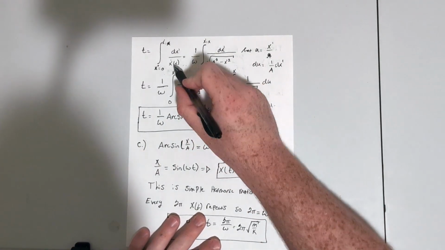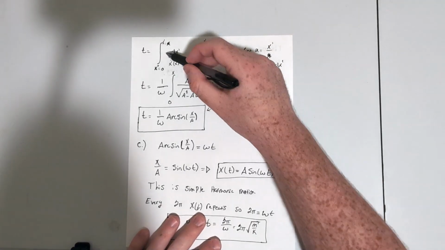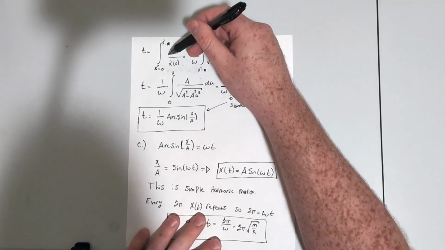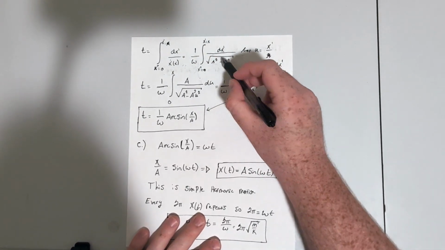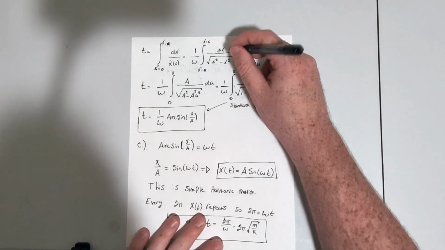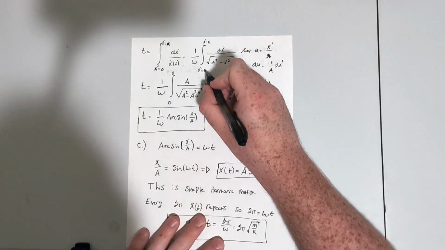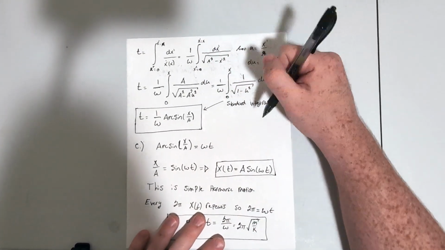So plugging in x dot here, we have 1 over omega, right? We had omega, but then we're plugging in not x dot, we're plugging in 1 over x dot. And then on the bottom, we have 1 over the square root of A squared minus x prime squared. I'm using prime notation here because our variable of integration is going to go from 0 to x. So I'm using x prime as the integration variable.